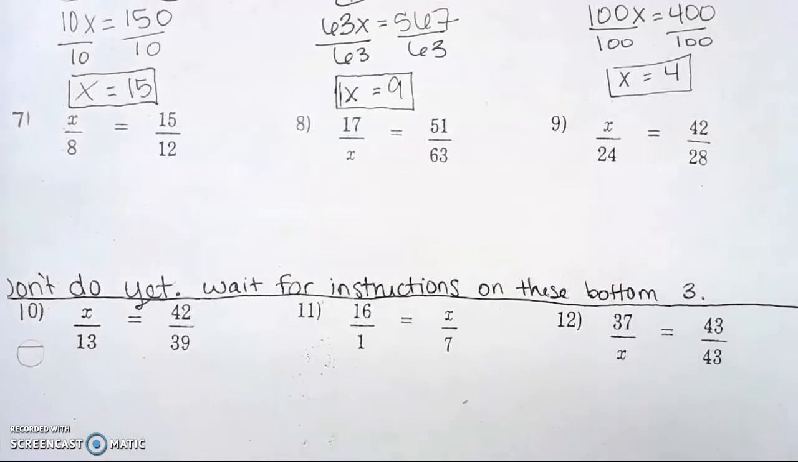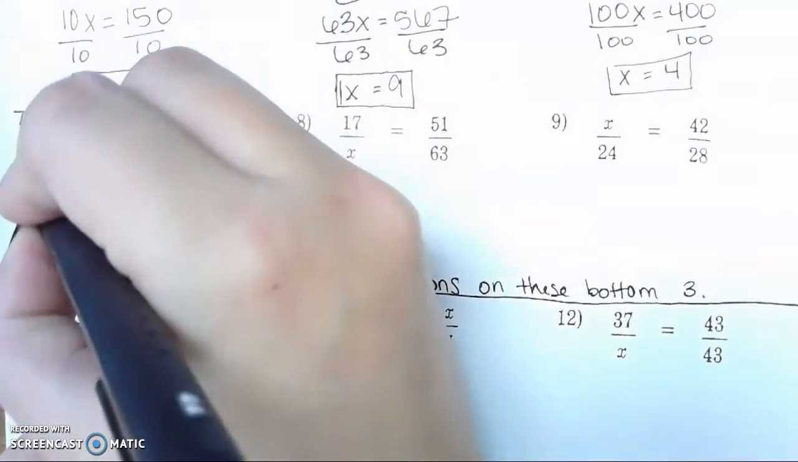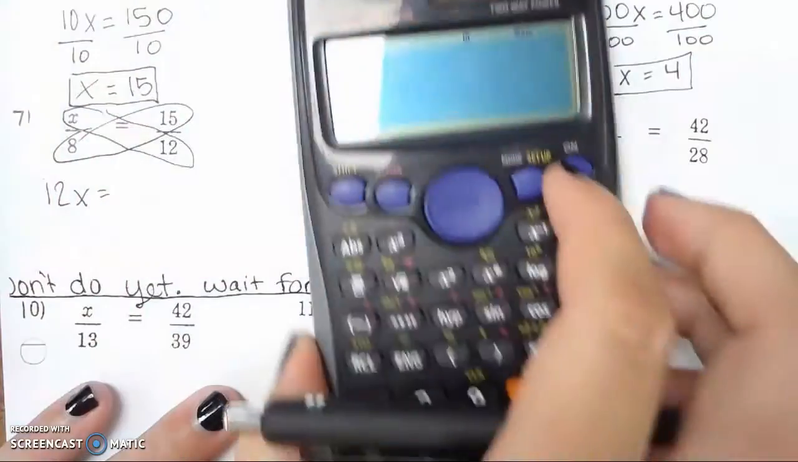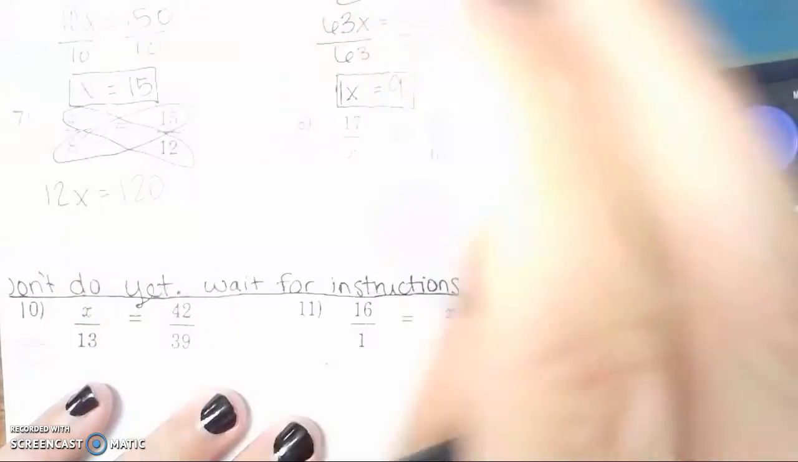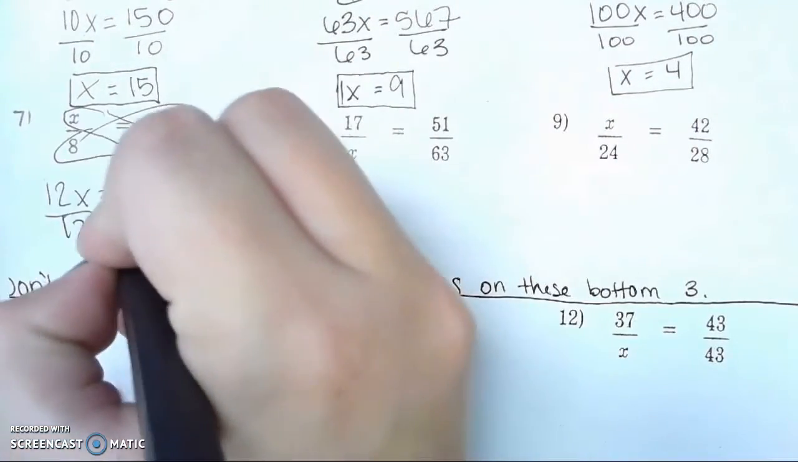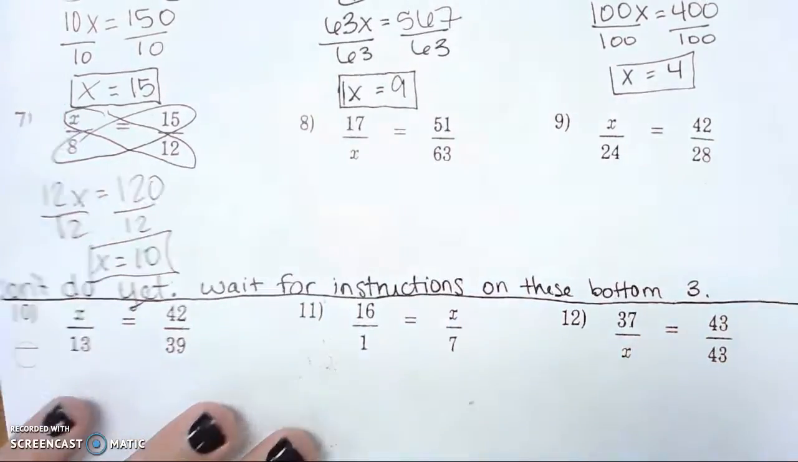All right, guys, let's see how you did. So cross multiply, you should have gotten 12x. And then 8 times 15 gives you a value of 120. Then your last step to get x by itself is to divide by 12 on both sides, and you should have gotten x equals 10.